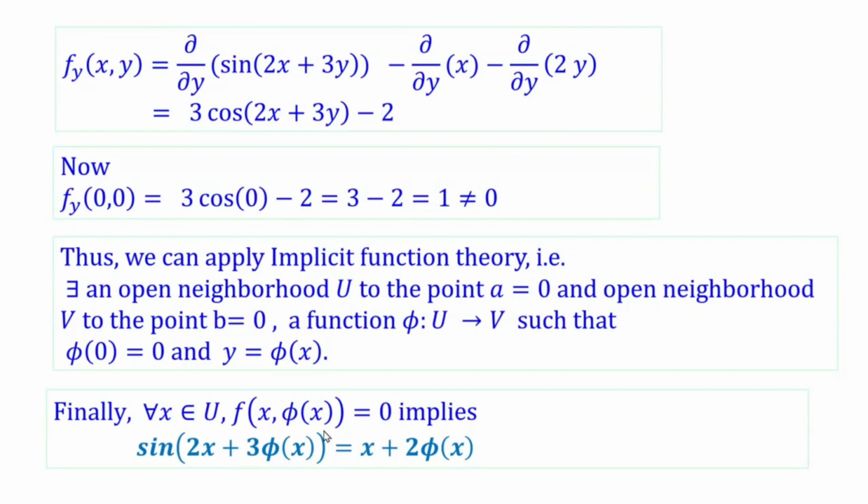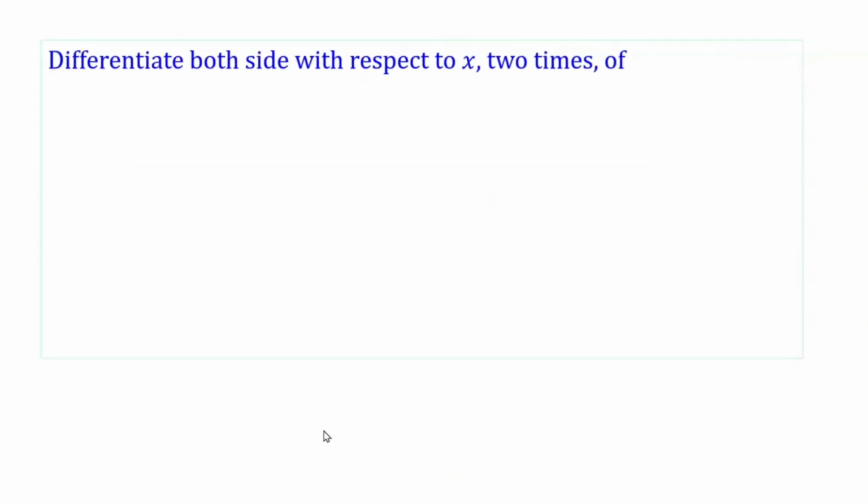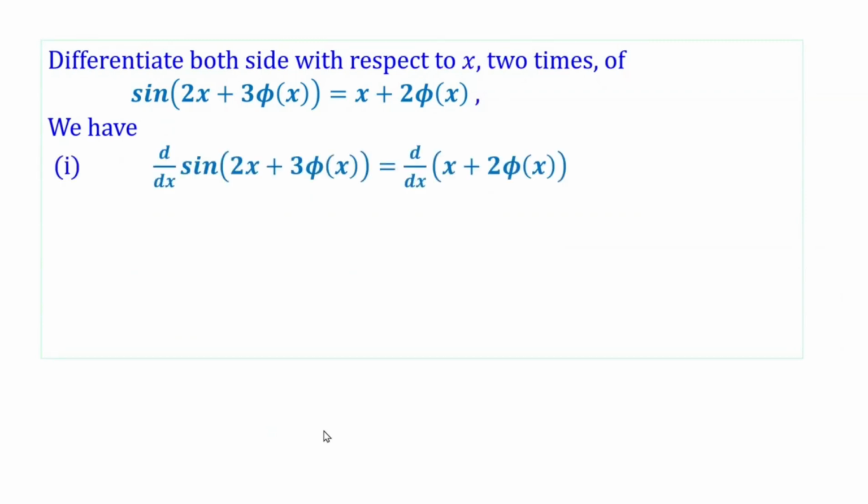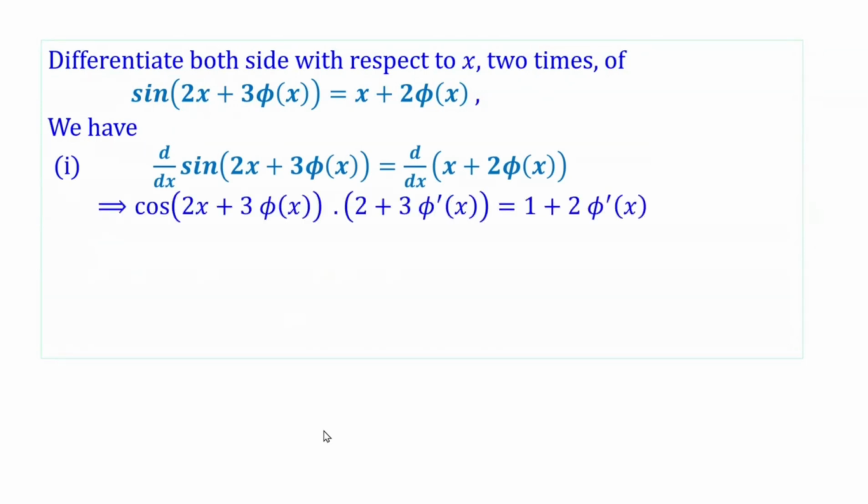That was part B of the given problem. Now for part C, we need to take the derivative of the last expression with respect to x two times. From the first derivative, we have this expression. If we take the derivative with respect to x, we get cos(2x + 3 phi(x)) multiplied by (2 + 3 phi'(x)), and the right-hand side will be 1 plus 2 phi'(x).